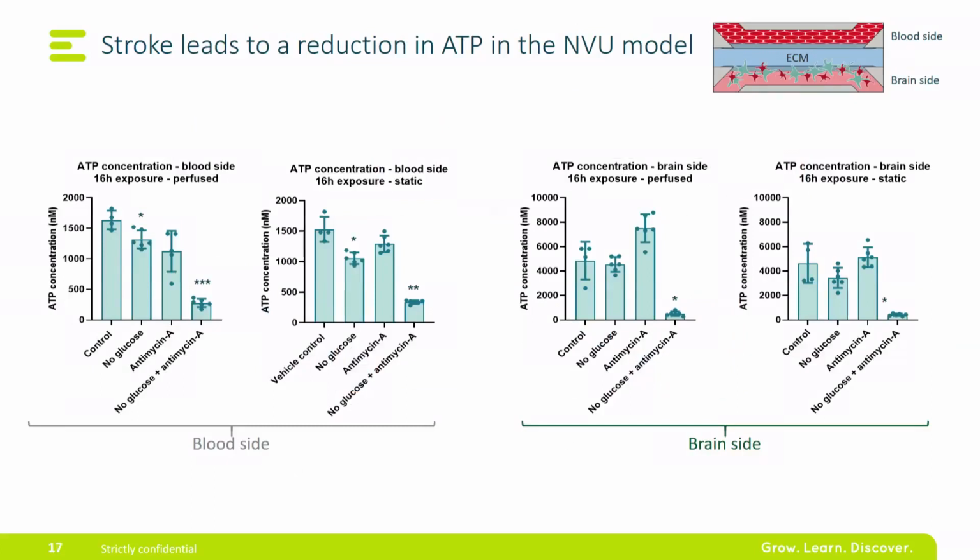Then another important aspect of modeling ischemic stroke is the reduction of ATP. And we looked at this both at the blood side of our model as well as on the brain side. So what we could see is that the ATP concentration after halting the perfusion as well as taking away the oxygen and the glucose really leads to a reduced ATP concentration both in the blood side as well as on the brain side. So you can really see that the conditions in which all three of the stroke properties are present have the biggest impact on all three of the aspects that we see in stroke as well.